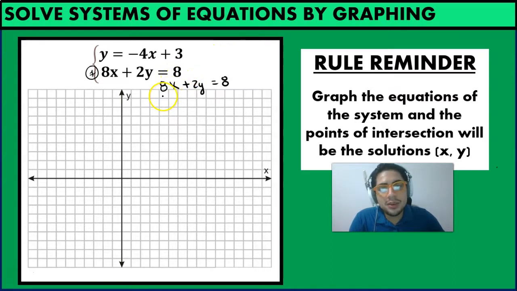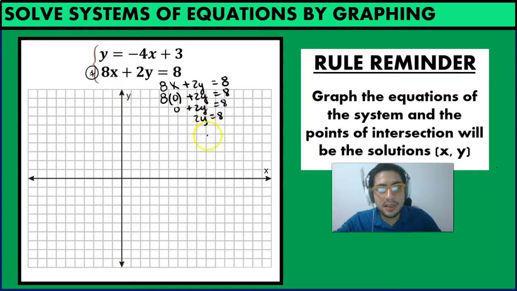So, for example, let's say whenever x is 0, so 8 times 0 plus 2y is equal to 8. So, 0 plus 2y is equal to 8. Again, 2y is equal to 8 because the 0 doesn't affect the equation. Y is equal to 8 divided by 2 because the 2 is multiplying. So that means that whenever we have a value of x equal to 0, our value of y is going to be 8 divided by 2, which is 4. So we're going to graph that: 1, 2, 3, 4. So it's going to be here.